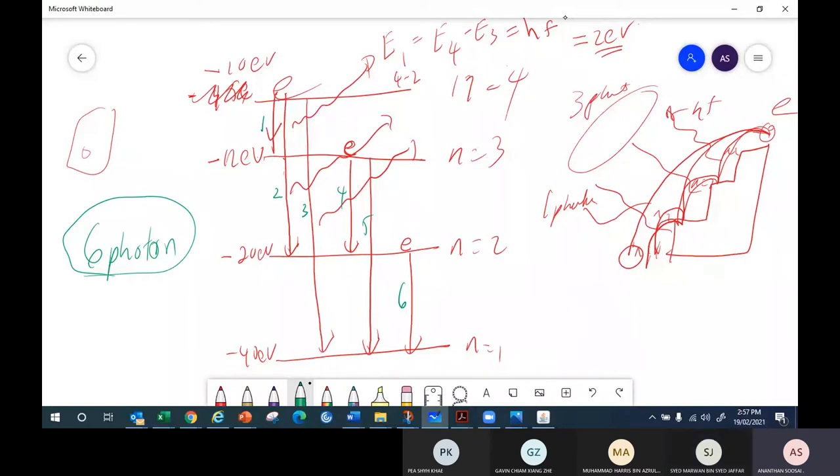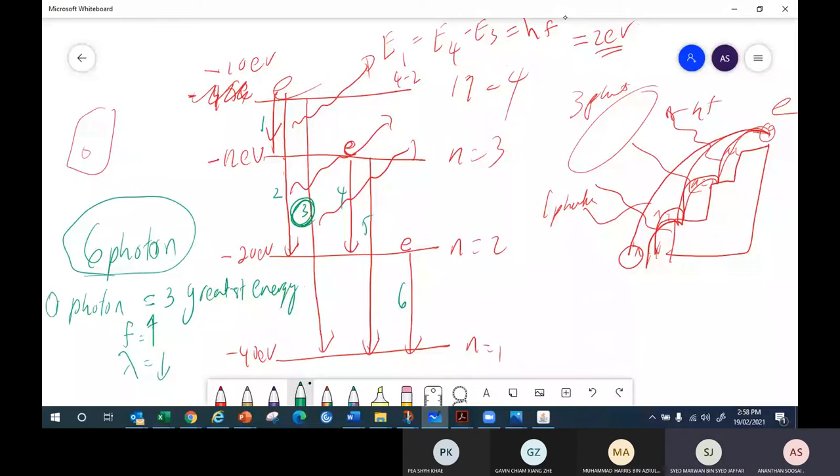has the greatest energy? Which photon has the greatest energy? Anybody? The one that drops the most. So which one? In this case, the 3, right? 3 has the greatest energy. So photon 3 has the greatest energy. Therefore, photon 3 has the greatest frequency. Vice versa, the photon will have the lowest wavelength. Okay, lowest wavelength. So 3 is going to be the photon with the greatest energy, right?